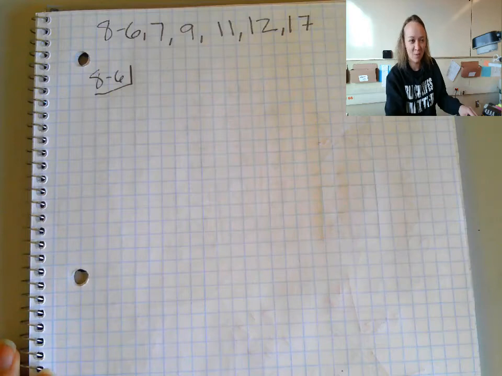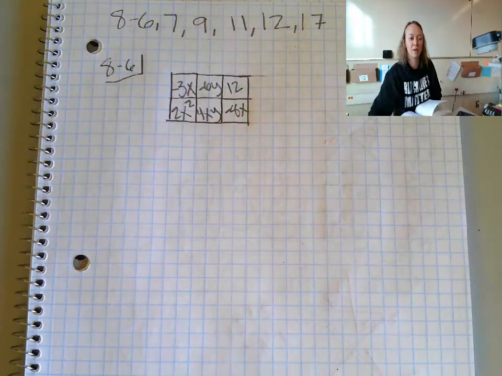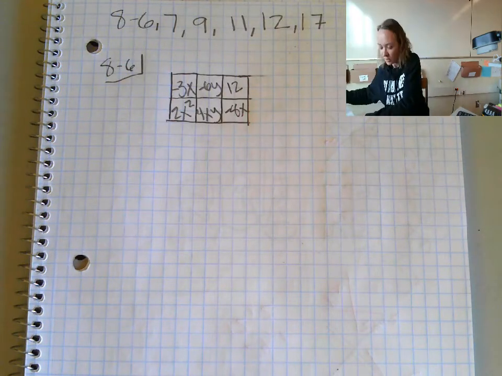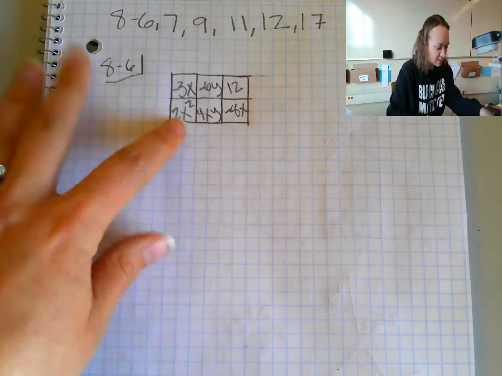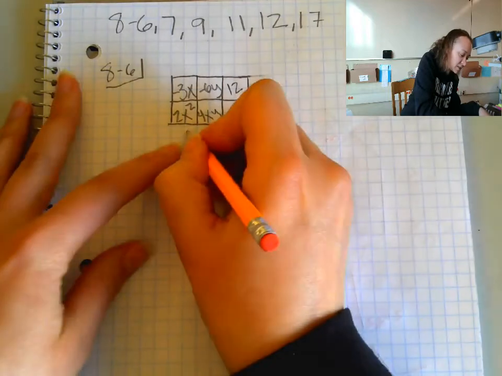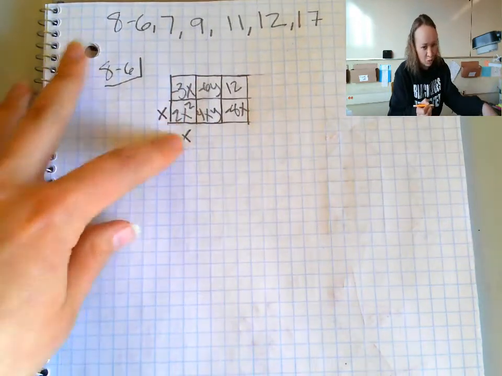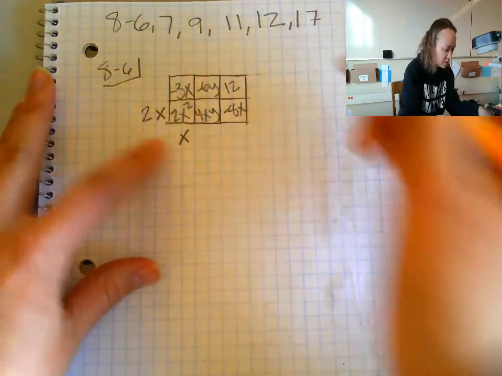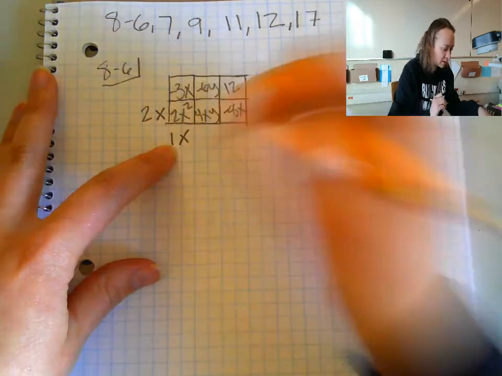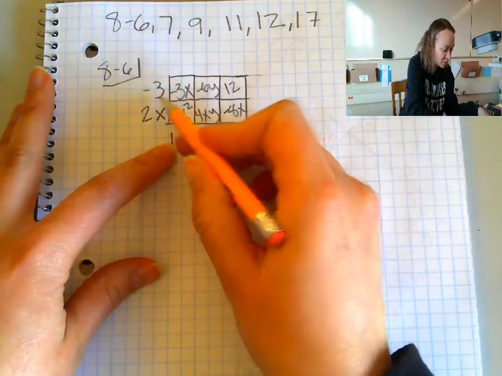All right, here is the worked out problem set 8-6, 7, 9, 11, 12, and 17. So for 8-6, we have this generic rectangle. We need to find the dimensions. Since this is an x squared, I know there's going to need to be an x and an x. A 2 couldn't go here because that's a -3, so I'm going to put the 2 on the other side, which means this would just be a 1, which would mean this would be a -3. And then I'll check and make sure that works.